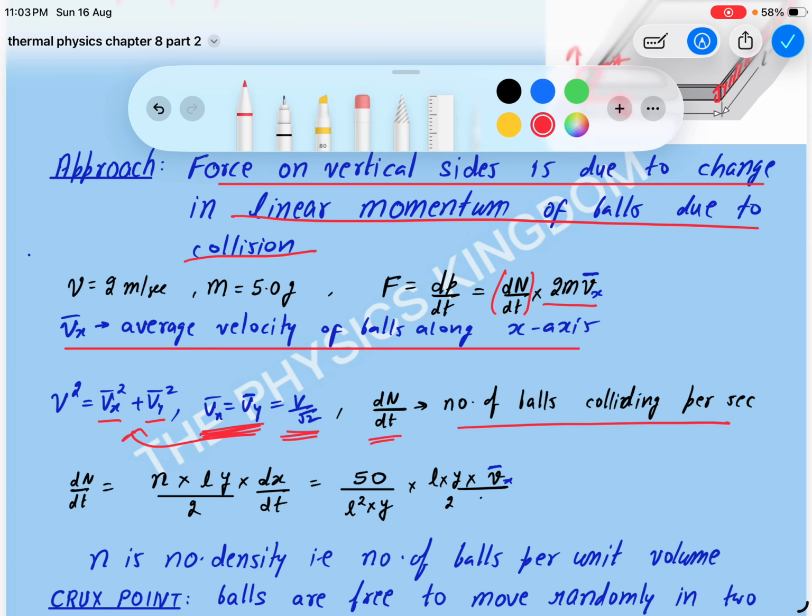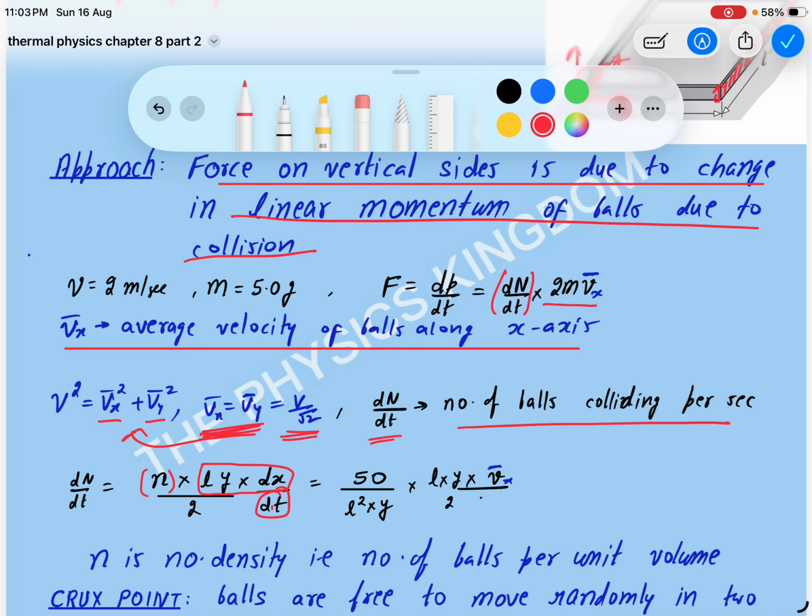So this is how I can write. N is, say, number density, right? Suppose n is number density, number of balls per unit volume. L into y by 2 into dx, so that is basically volume, divided by dt, right? In dt time the balls are striking. So first dn by dt only I am trying to get separately.